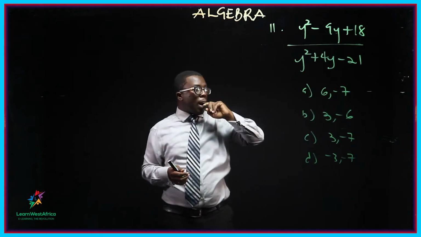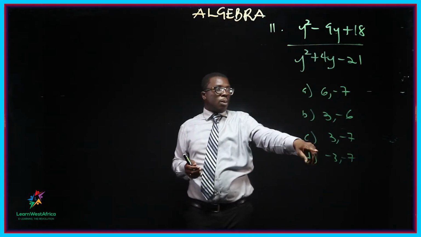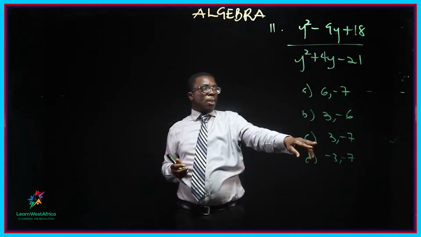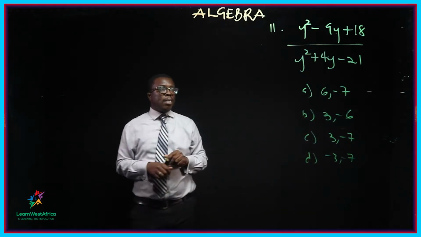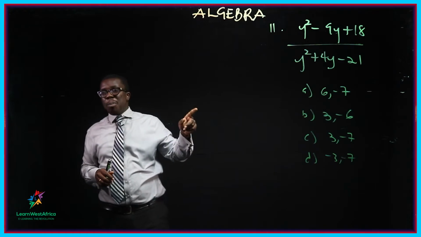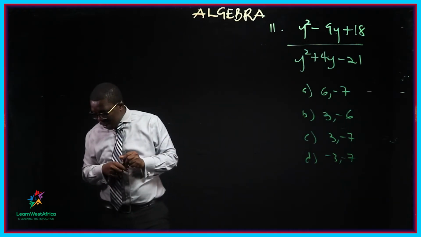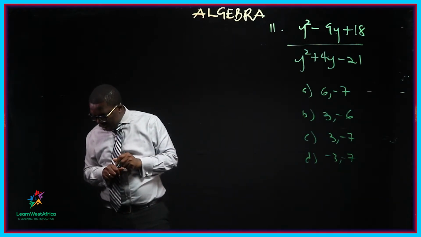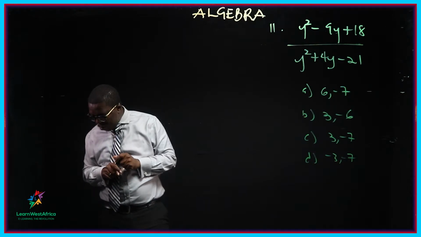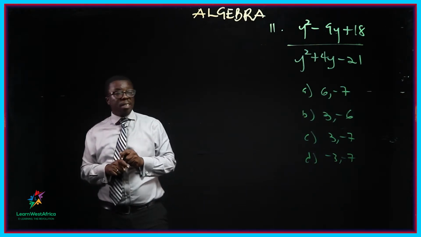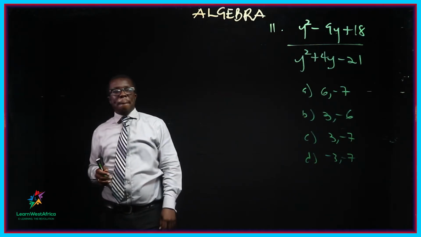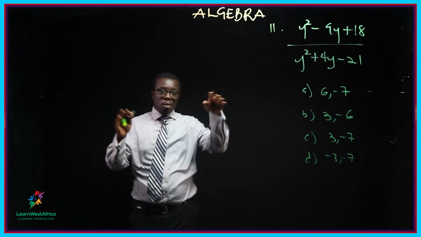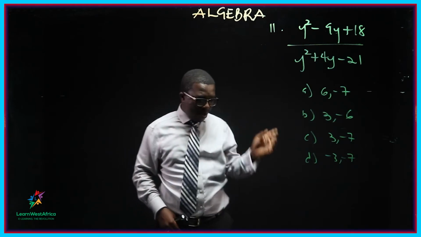No. Now watch it, 3 minus 7. So your answer is going to be C, because that is the kind of answer you are looking for. The possible answer there would be C. The calculator gives the answer straight away. Okay, so that is question 11.